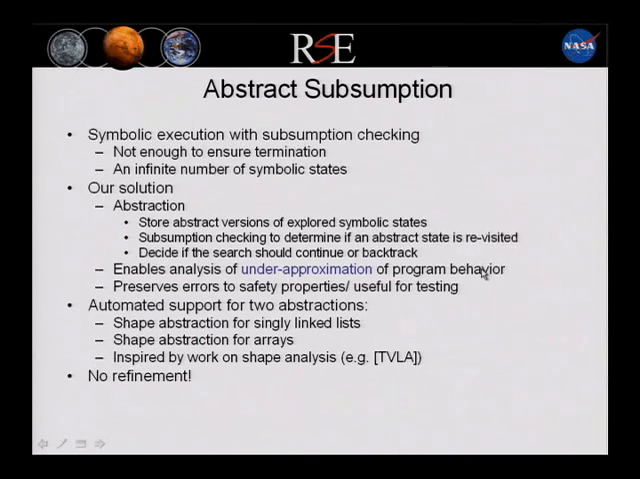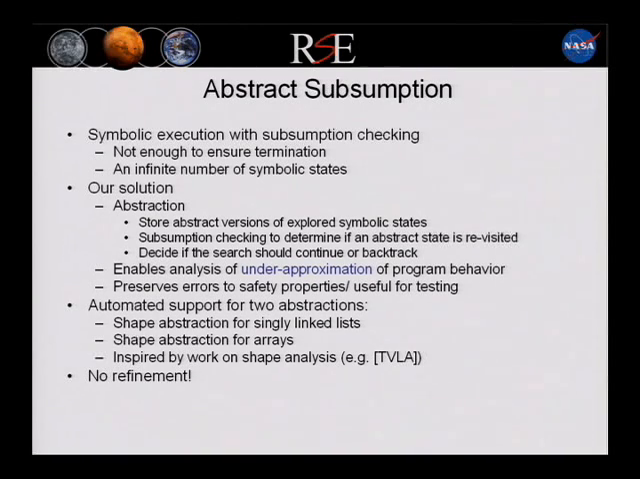So now the problem is that even with subsumption checking, this is not enough to ensure termination, because we might still have an infinite number of symbolic states. So one needs to also do some form of abstraction to further limit the search space. And we have implemented some automated support in Java PathFinder for this.